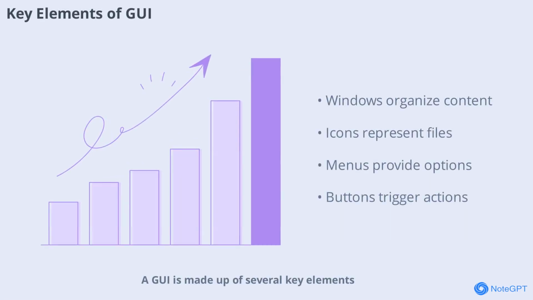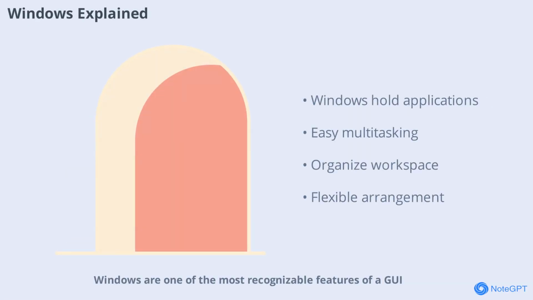A GUI is made up of several key elements that work together to create a seamless user experience. These include windows, which organize content, icons, which represent files or applications, menus, which provide options, and buttons, which trigger actions. Each element is designed to be visually intuitive, helping users understand what they can do without needing a manual. By combining these elements, GUIs make it easy to navigate and control complex systems with just a few clicks or taps.